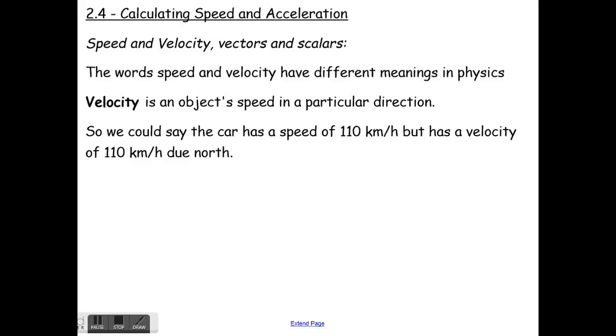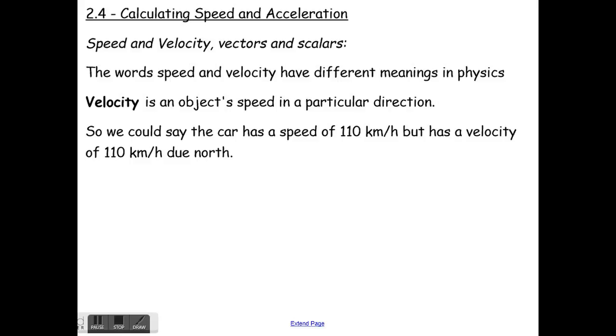Speed and velocity, vectors and scalars. So this is just very short. We're going to get into vectors and scalars later on in the next chapter, but I just want to give you an idea. Speed and velocity are similar, but they mean two different things. Both deal with how fast something is going, but velocity also gives the direction.